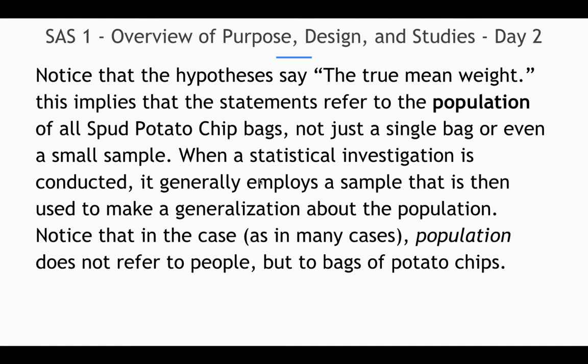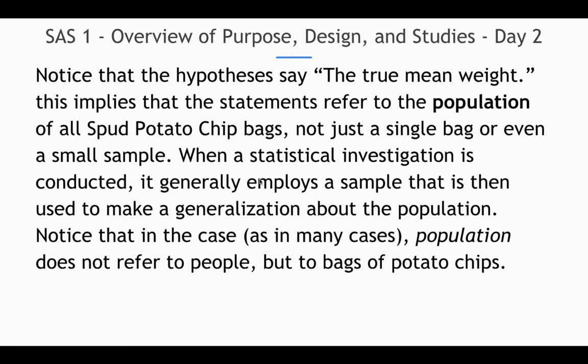The population is all of the values of every single bag of Spud potato chips. Or say we're talking about making shotgun shells. The population is all of the shotgun shells ever made by that particular company. Or maybe we're talking about chairs. We're talking about a population of all the chairs made. Maybe we're talking about a specific type of dog. When we imply true mean weight, we imply that we're talking about all the population of dogs in that particular breed of dog.